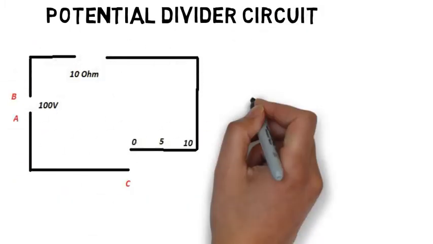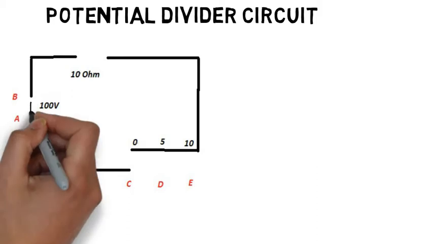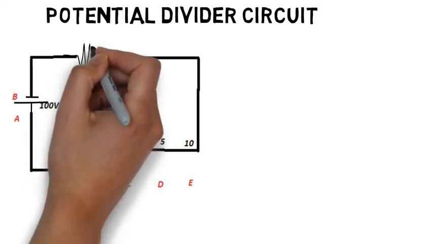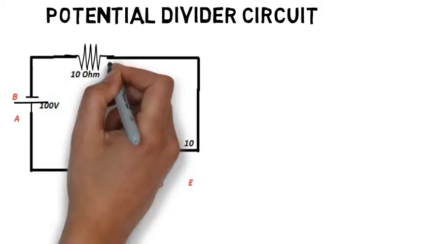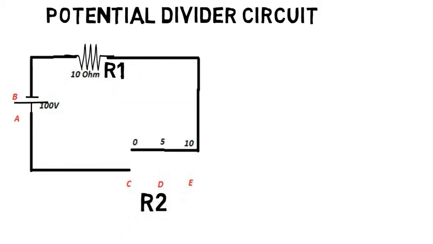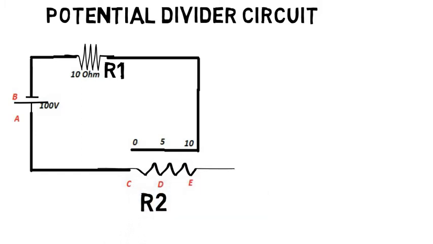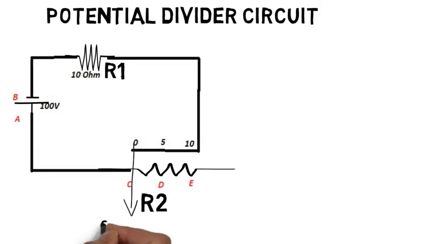To understand this, let me draw a simple potential divider circuit. In this circuit, we have a battery of 100 volt. We have two resistances, R1, which is fixed, 10 ohm, and R2, which is a variable resistor. It varies from 0 to 10 ohm. Its resistance can be controlled by this arrow. This arrow can be named as sliding contact.